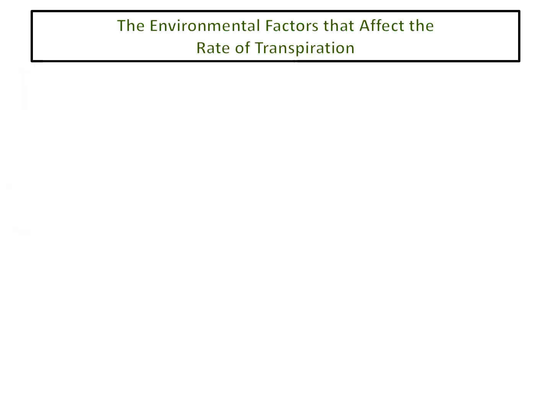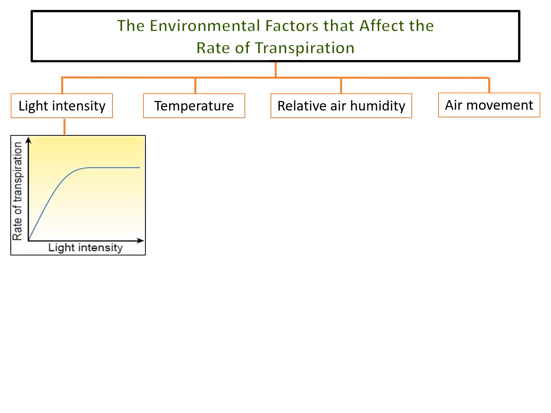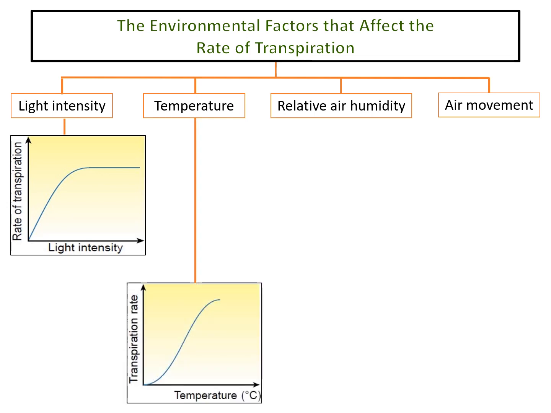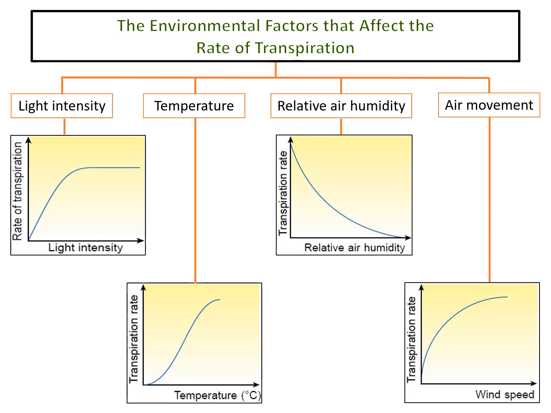Now we look at the environmental factors that affect the rate of transpiration. There are 4 environmental factors: light intensity, temperature, relative air humidity, and air movements. This is the graph showing how the light intensity affects the rate of transpiration. This one is temperature, relative air humidity, and last one is air movements.